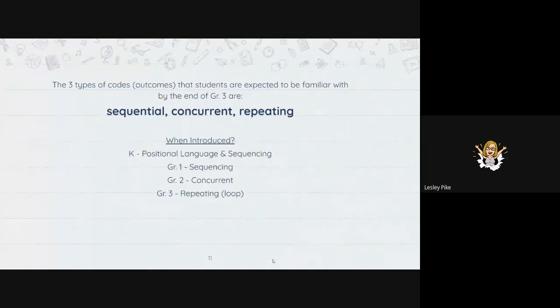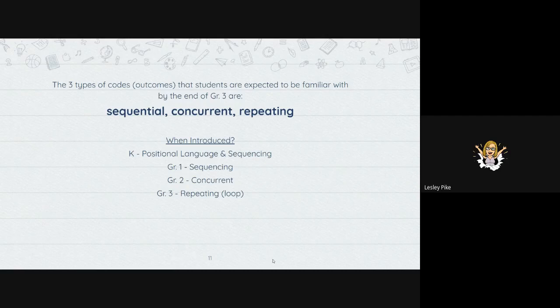So the 3 types of codes or outcomes that students are expected to be familiar with by the end of grade 3 are sequential, concurrent, and repeating. In kindergarten, as I mentioned, there's the positional language, and we tend to do a lot of sequencing codes. In grade 1, we do sequential codes or sequencing codes. Now in grade 2, we still do the sequencing codes, but now we introduce concurrent codes or concurrent outcomes.